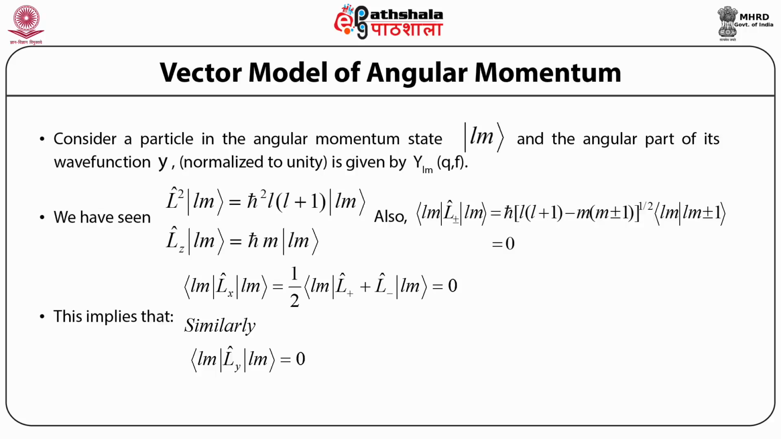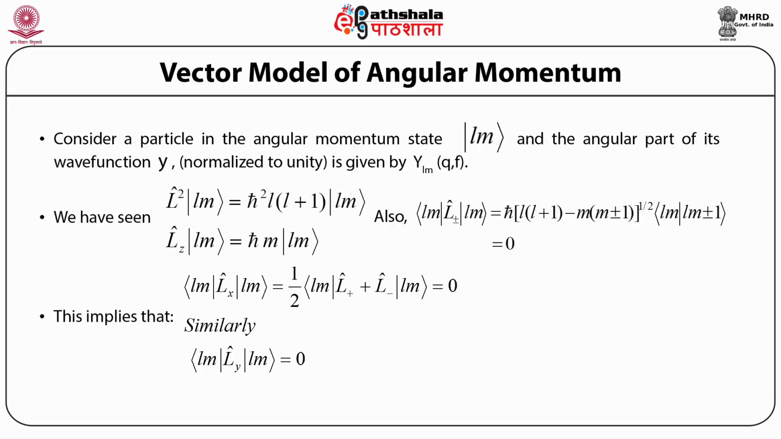Similarly, the expectation value of the ladder operator L minus is given by bra vector Lm ladder operator L minus acting on ket vector Lm is equal to h cross times bracket open L into L plus 1 minus m into m minus 1 bracket close to the power half times bra vector Lm ket vector Lm minus 1.